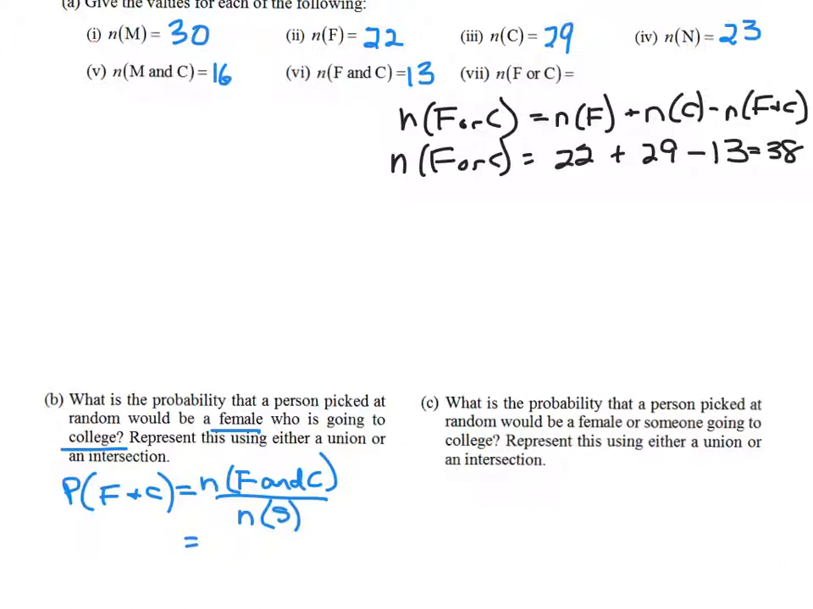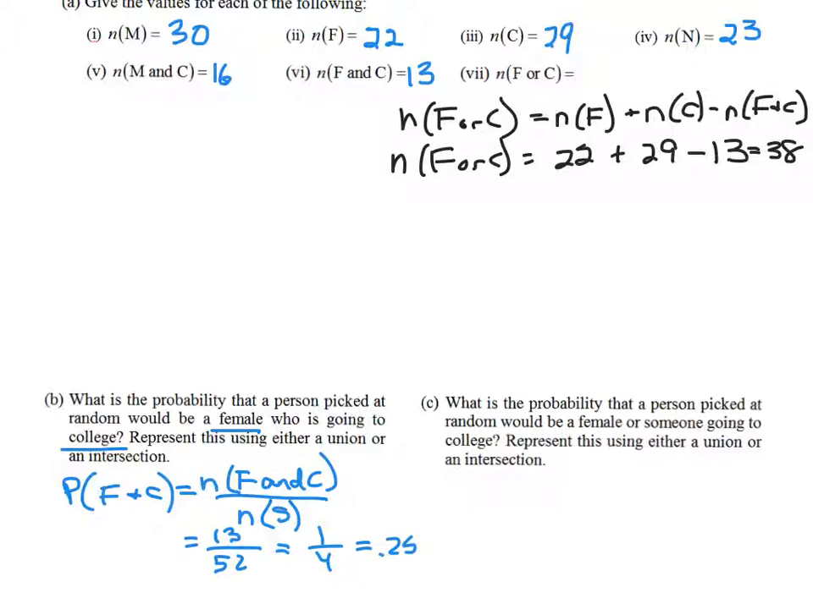So in this case, I see that F and C from above is 13, divided by the total number in the sample space, the total number surveyed, 52. So when I divide that, I can reduce it to 1/4 or 25%.